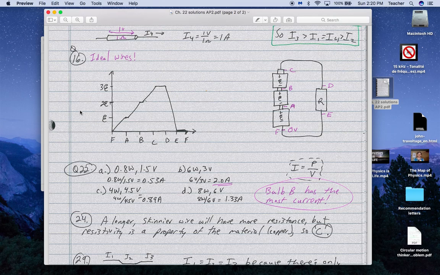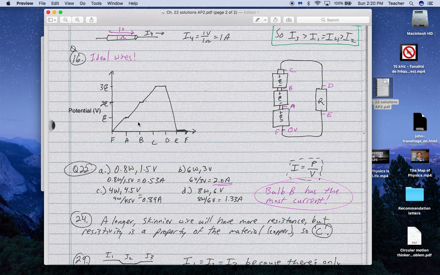I should have labeled that axis R. Maybe I will. I'll say potential, volts. Put that over here.